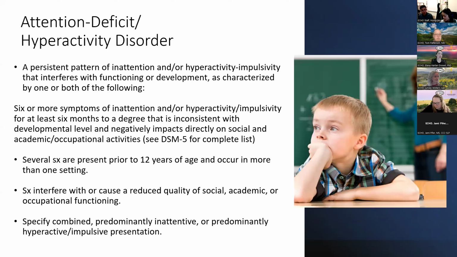So then there's other co-occurring or differential diagnoses related to neurodevelopmental functioning. So ADHD is one of them. It's a really common co-occurring disorder with autism, but also it's a common differential. So ADHD, as we know, is a persistent pattern of inattention or hyperactivity that interferes with functioning or development and is characterized by several symptoms outlined in the DSM-5. 6 or more symptoms of inattention and or hyperactivity for at least 6 months to a degree that is inconsistent with the child's developmental level and negatively impacts their functioning.